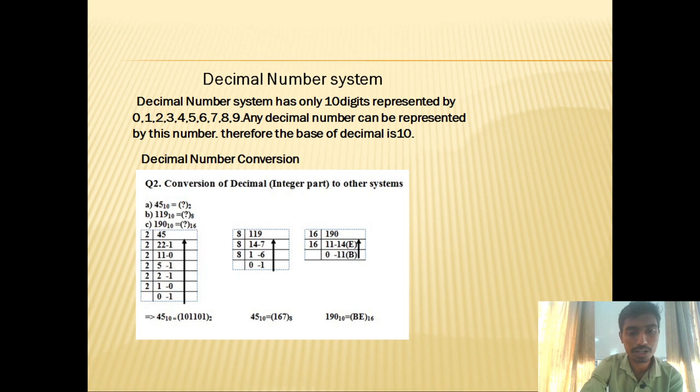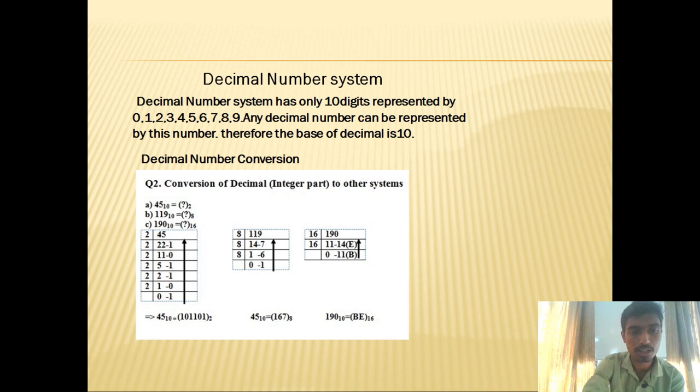The octal number is from 0 to 7. You can check the answer is from 0 to 7. In binary you can see the answer is only in 0 and 1. In hexadecimal you can use 0 to 9 numbers and A to F alphabets.